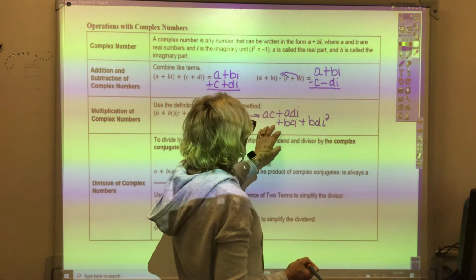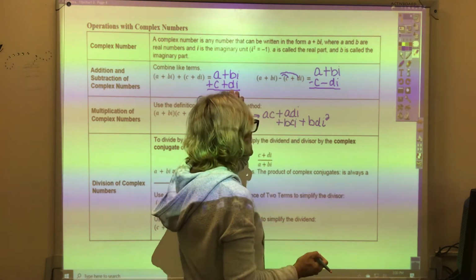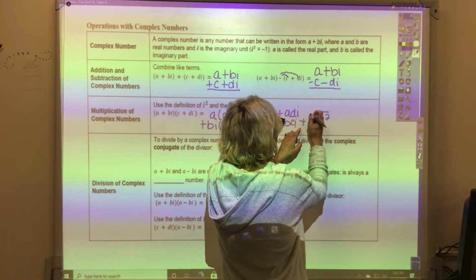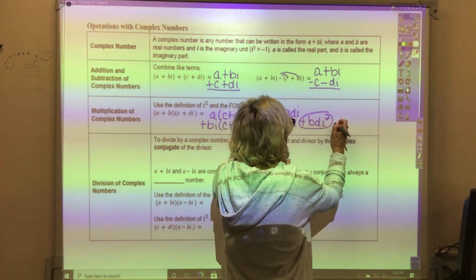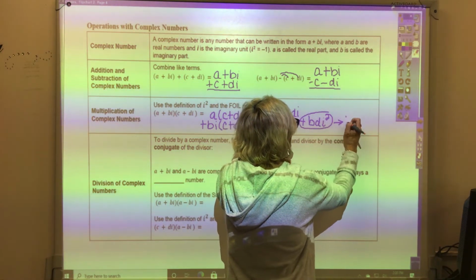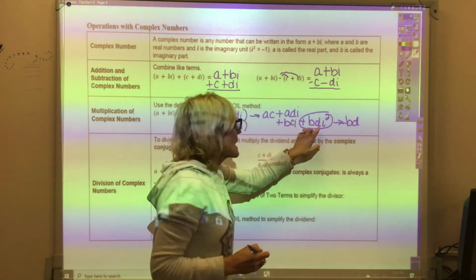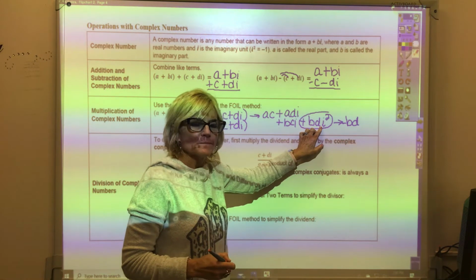Now, you would combine these like terms, but I want you to remember that this part right here would be the same as saying minus bd, because i squared is -1.